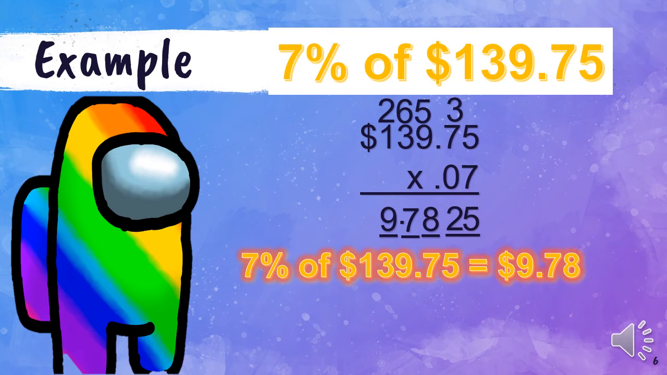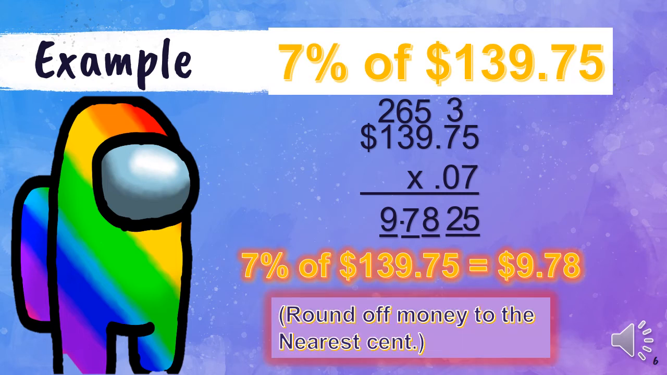7% of $139.75 equals $9.78. Remember, round off money to the nearest cent.